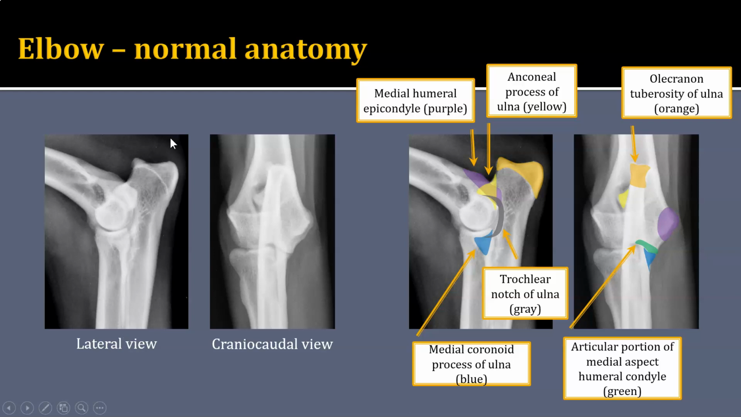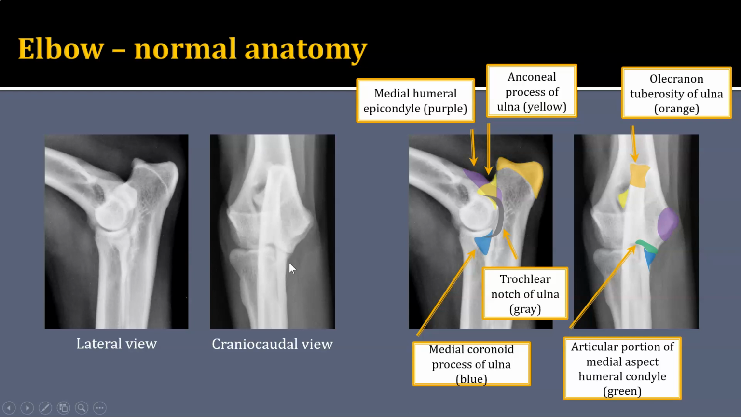On the ulna, we have the proximal part of the ulna, which is the olecranon, and there is a tuberosity of the olecranon. An important structure on the cranial part of the olecranon is the anconeal process. We have the trochlear notch of the ulna, and then superimposed over the radius is this very important small part of the ulna, the medial coronoid process. The dog does have a lateral coronoid process, which is back here, but that is not part of disease usually. And then the radial head is another area that we're going to be looking at.